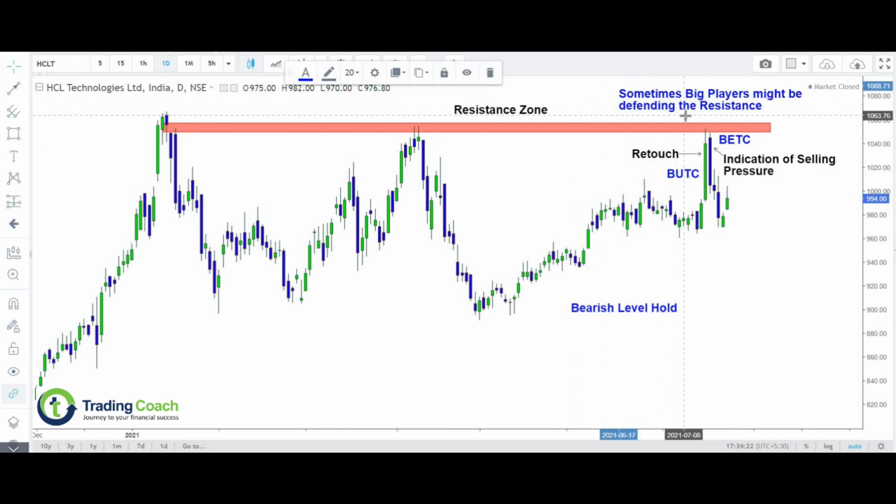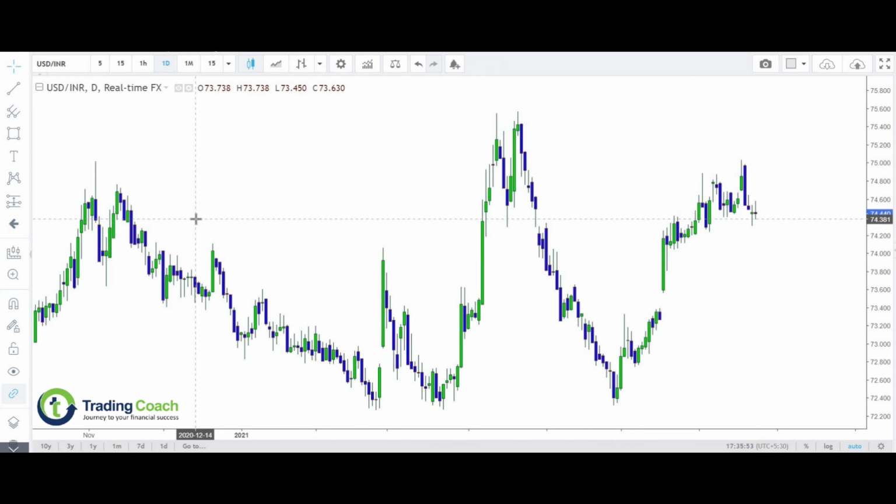Alright, so right now we have seen an example of a bearish level hold. So let us look at an example of a bullish level hold. Let us take a look. Alright, so right now I'm looking at the chart of USD INR. This is a currency chart, and this currency is listed in NSE currency futures.